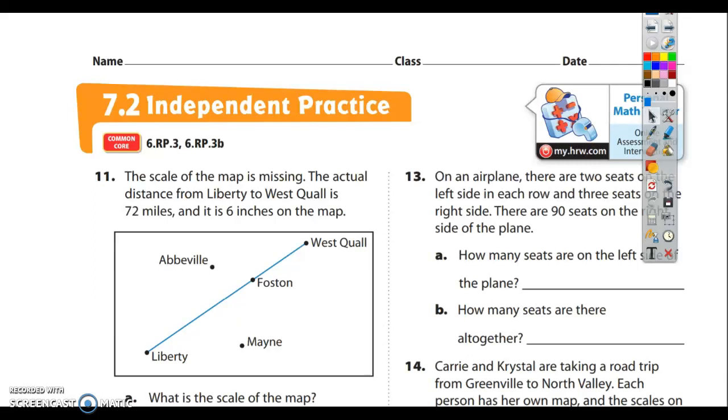This is the lesson 7.2 independent practice. This is page 183. Let's get started.